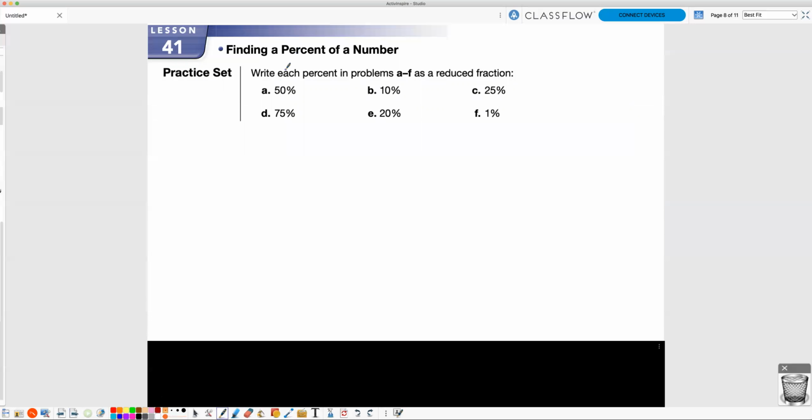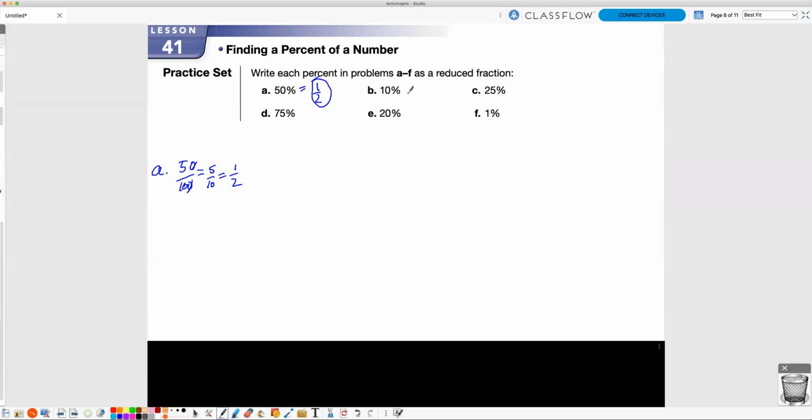So write each percent in problems A through F as reduced fractions. Letter A. This would be a reduced fraction of 1/2. If you didn't know that, letter A would have been 50 over 100, but you have to reduce. You could take them both divided by 10 and you'd end up with 5/10. And then you have to recognize they're both divisible by 5, which would be 1/2.